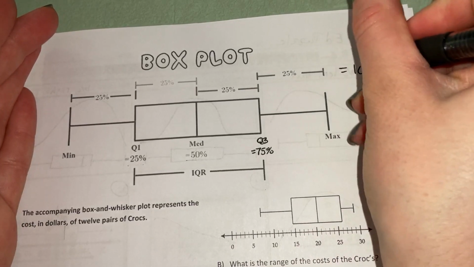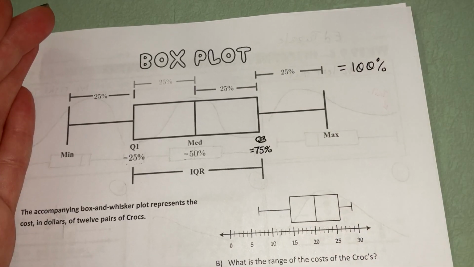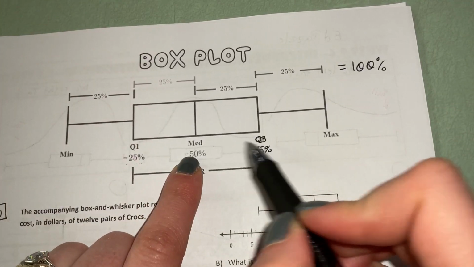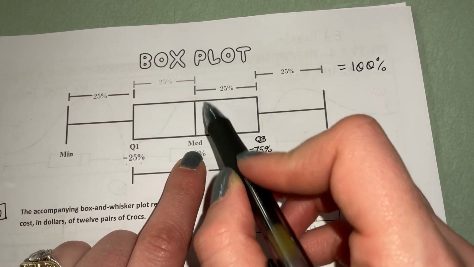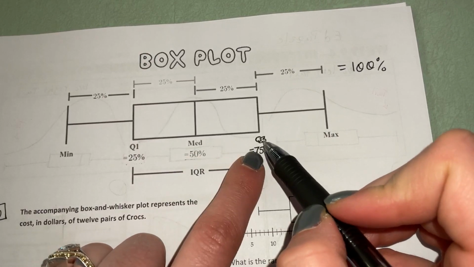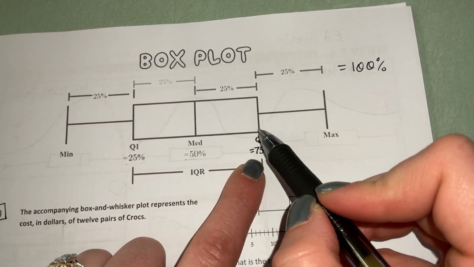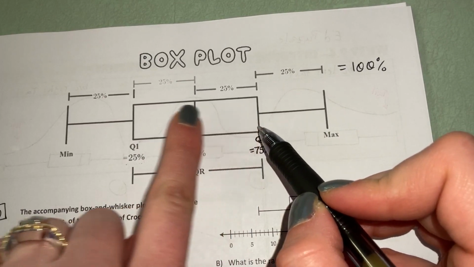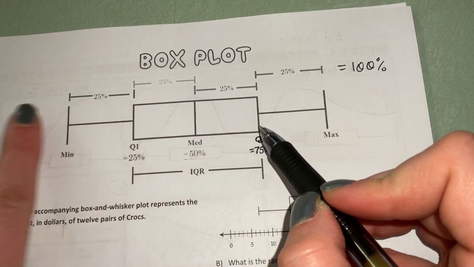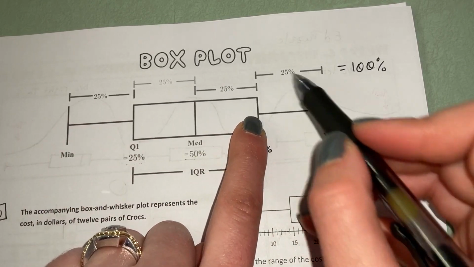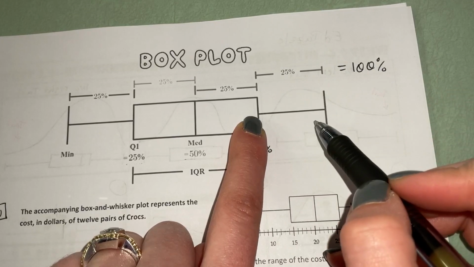So this all equals 100% altogether. Between the median and quartile 3 is another 25%. Quartile 3 is exactly 75%. And if you ask for anything below that, that is 75%. Anything above that, the only above that is 25%, okay?